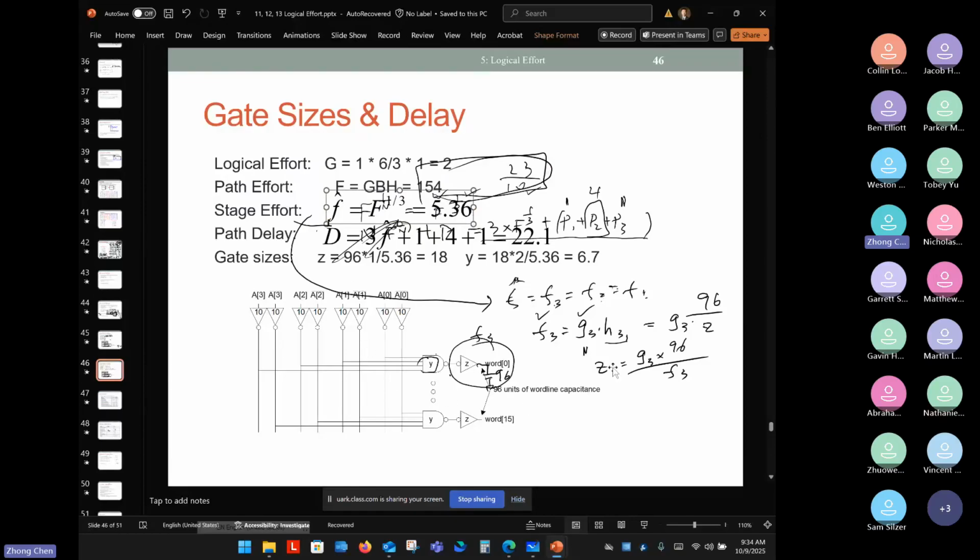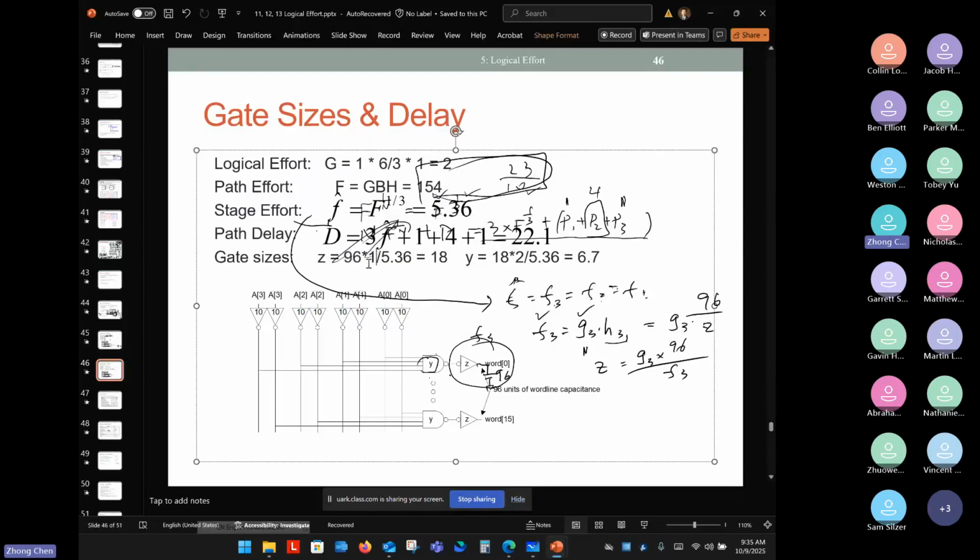So that my total path effort and total delay time will be the minimum. The total delay time will be 3 times F, because each of the stage efforts is equal to each other, I just need to multiply by 3. Plus 1 plus 4 plus 1, that is the parasitic delay. And we discussed why the parasitic delay is 4 for the NAND gate. We can calculate that as well. So total delay time is 22.1. That is the best delay time for a 3-stage design.